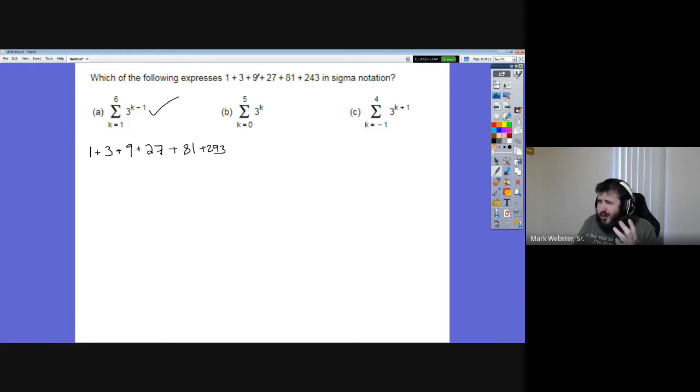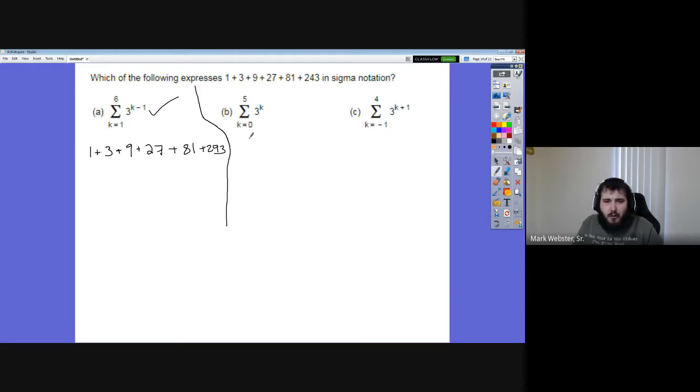Third term is to the second power. 3 minus 1. Right? And so on. So that's one way of writing it. Now let's look at this one. Same number of terms. Here they went from 1 to 6. Here they're going from 0 to 5 of 3k.